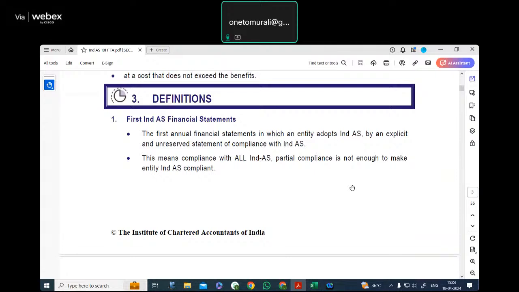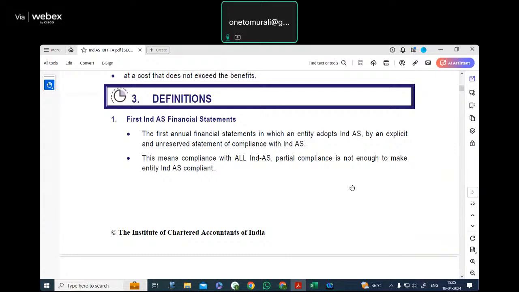The first annual financial statement in which an entity adopts Ind AS must contain an explicit and unreserved statement of compliance with all Ind AS. This means compliance with all Ind AS. Partial compliance is not enough to make an entity Ind AS compliant. That means it should be 100%. There is no negotiable portion where you say that I have not adopted one accounting standard.